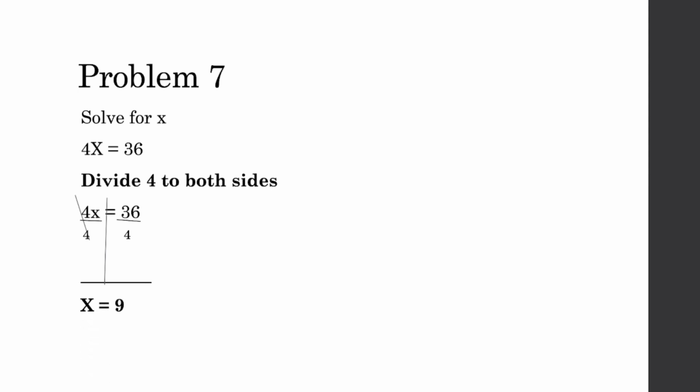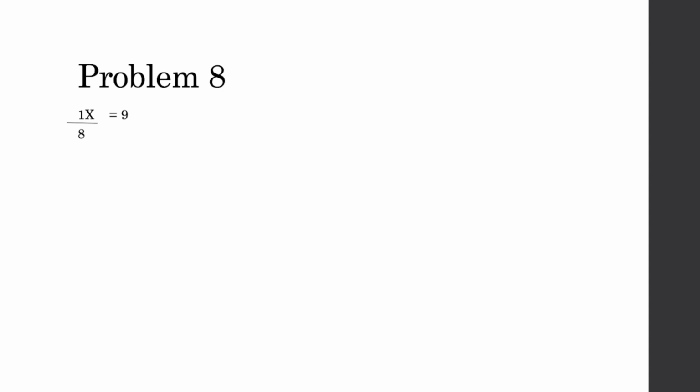So x equals 9. Now to do the check, 4 times 9, we're substituting 9 for x, equals 36. 4 times 9 is 36. So 36 equals 36. So that deserves a check. All right, let's try one more problem. So pause the video and give this a try.